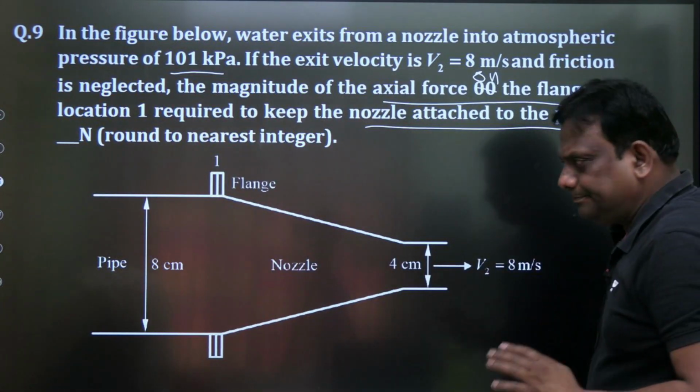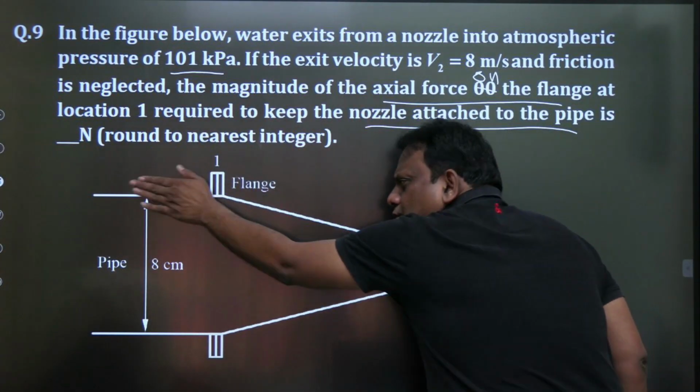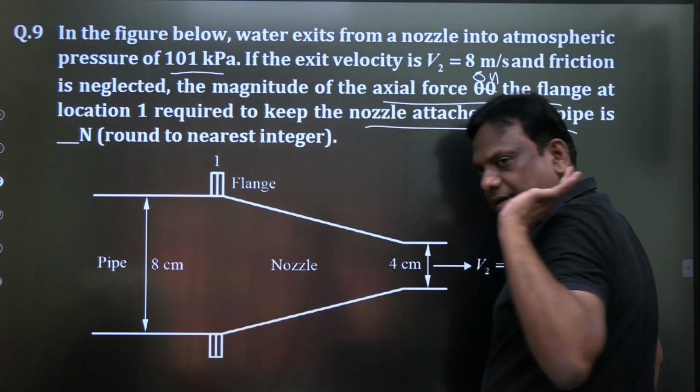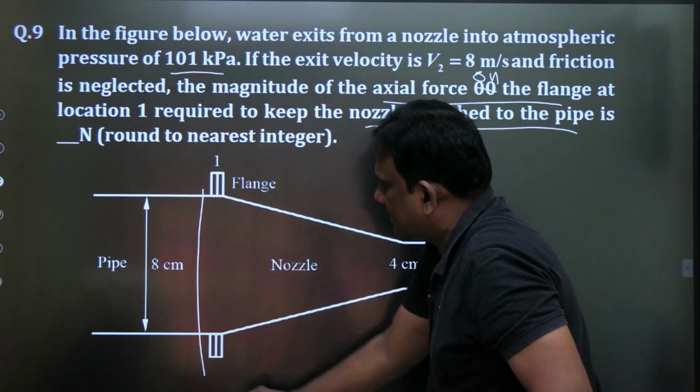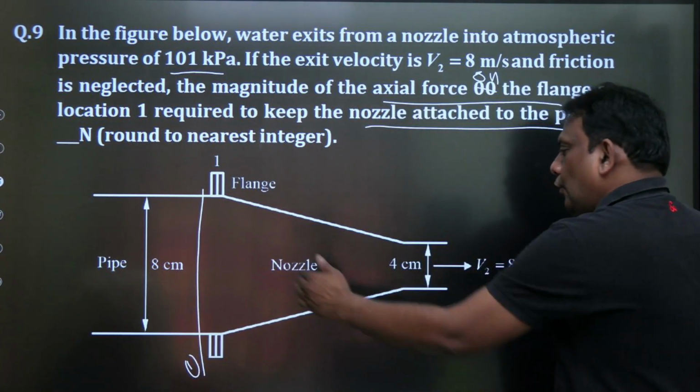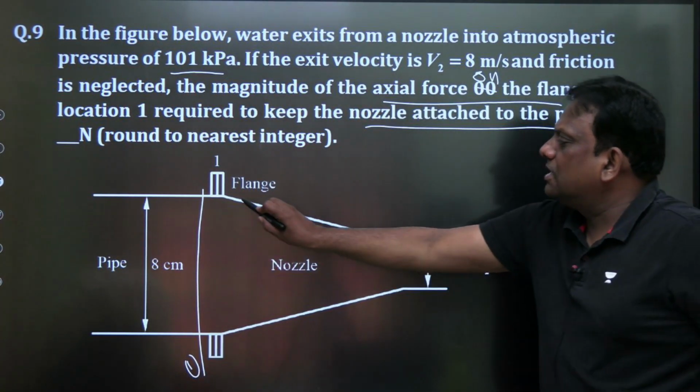What is the question? Let us say there is a horizontal pipe of diameter 8 centimeter. Let me take this section as one. And the fluid is leaving. There is a nozzle connected here.